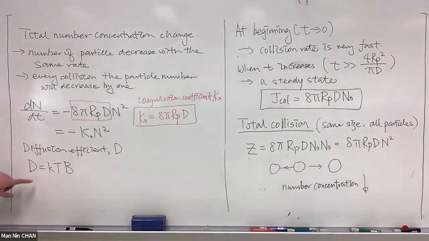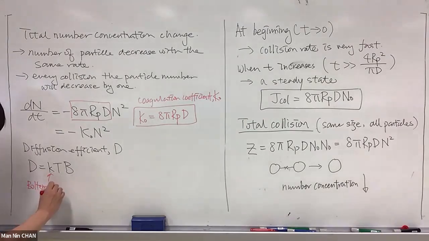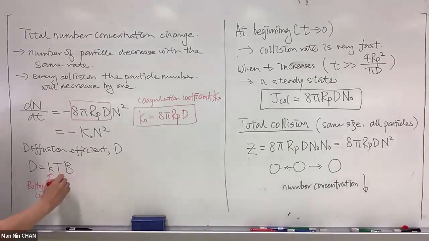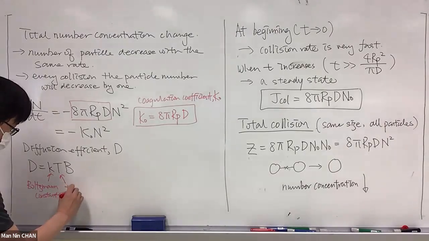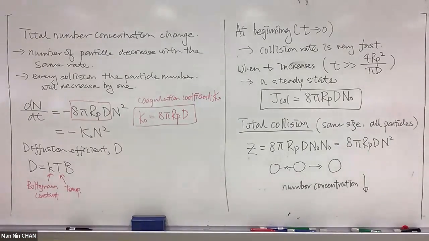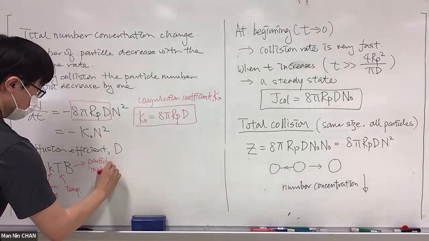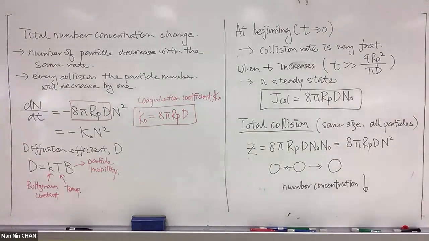So K, if you remember, the small k here is not the rate constant. The K here is the Boltzmann's constant, right? And then the T here is the temperature. And then the B here is the mobility, or the particle mobility.